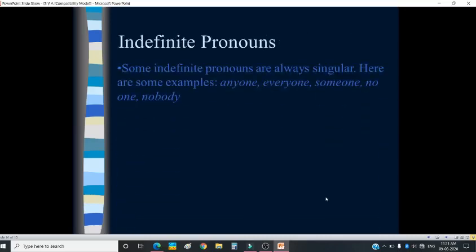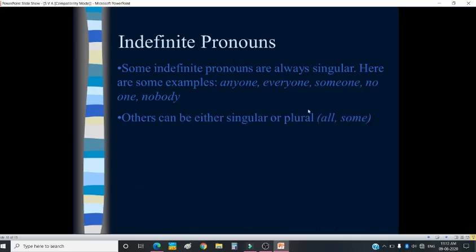Indefinite pronouns. In this case of indefinite pronouns, what are they? Anyone, everyone, someone, no one, nobody. Some indefinite pronouns are always singular. Here are some examples: anyone, everyone, someone, no one, nobody. If these pronouns come at the start of the sentence, then what will be the rule? You see, others can be either singular or plural: all, some.